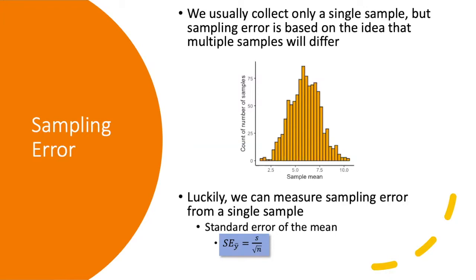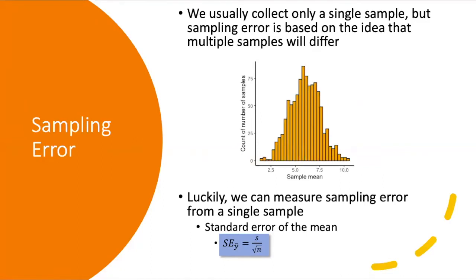So if we were to draw 1,000 random samples from a population, we might get a distribution of sample means that looks something like this, where most of the values fall in around 6, but sometimes just from random chance, we get an estimate of our sample mean greater than 10, and sometimes less than 2.5. And so this variability among samples is what's referred to as sampling error.